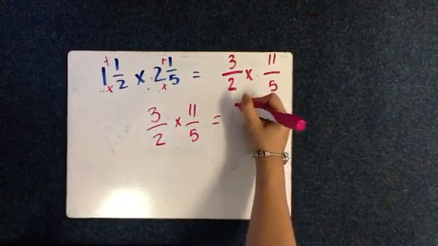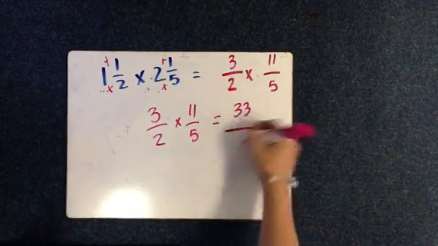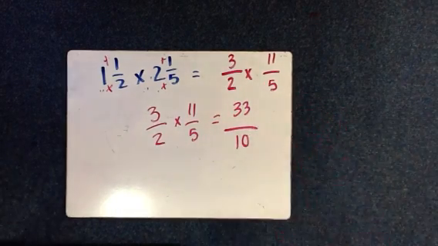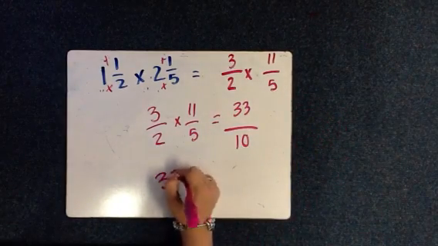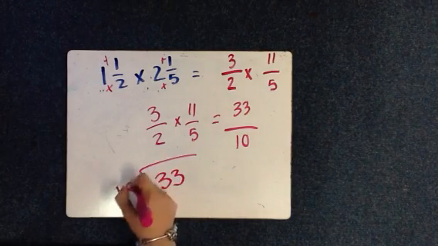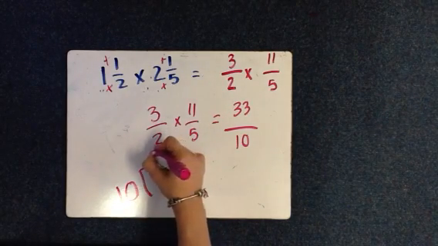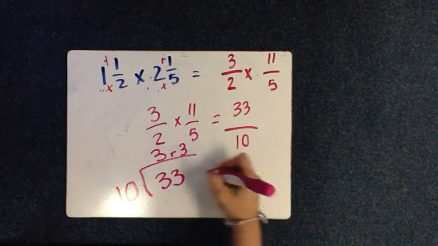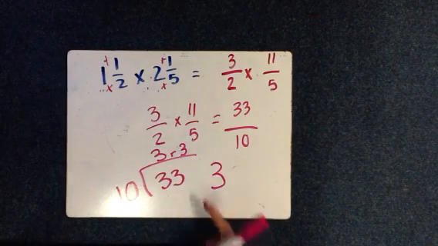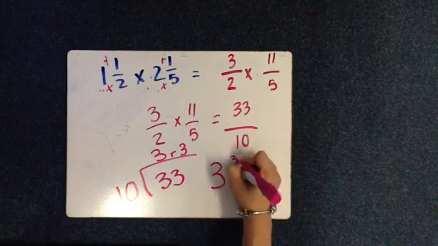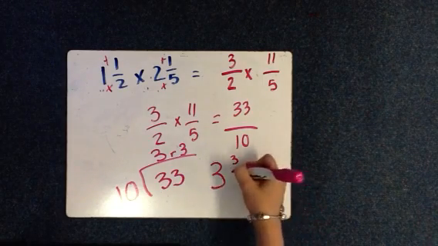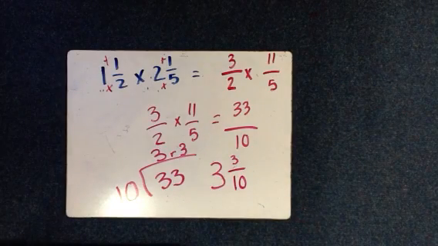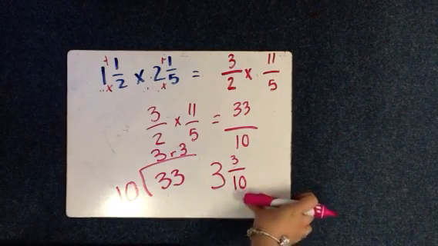3 times 11 is 33. 2 times 5 is 10. Now we divide our numerator by our denominator. So 33 divided by 10. 10 goes into 33 3 times, remainder 3. The 3 is our whole number. The remainder 3 is our new numerator, and our denominator of 10 stays the same. I hope that's the same answer that you got.